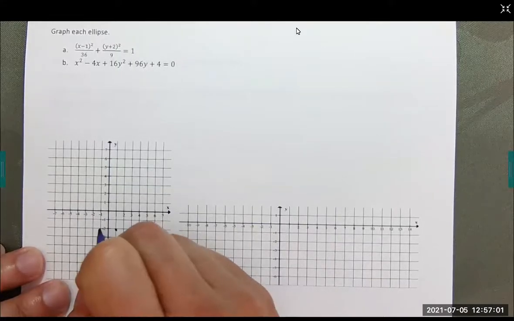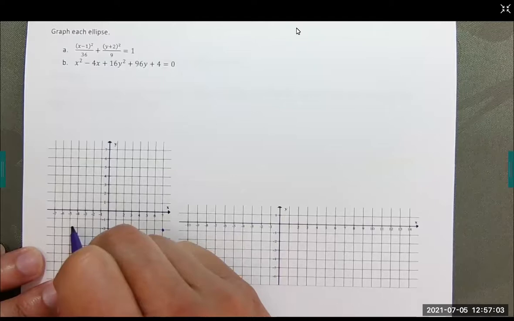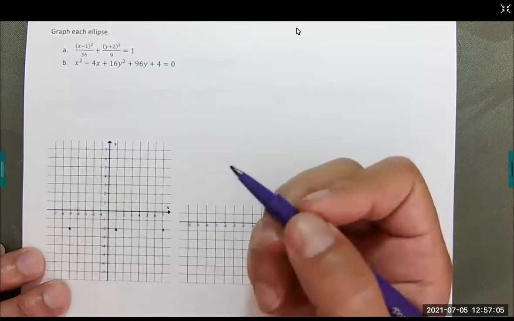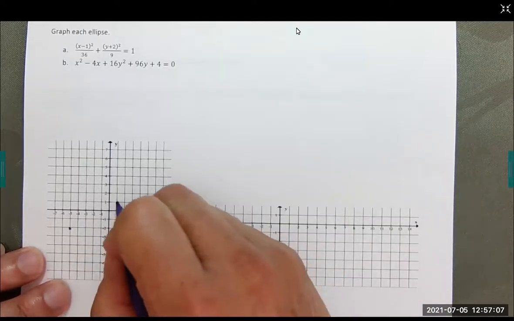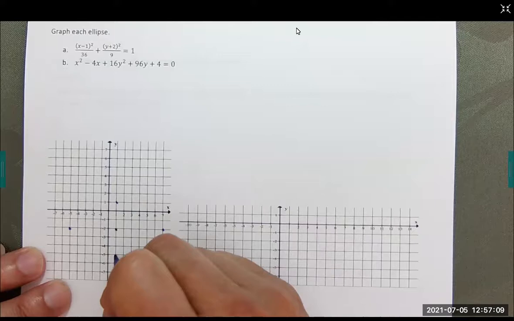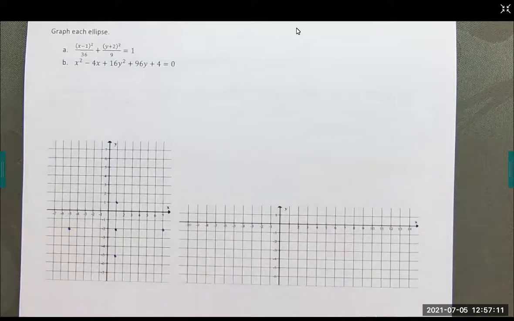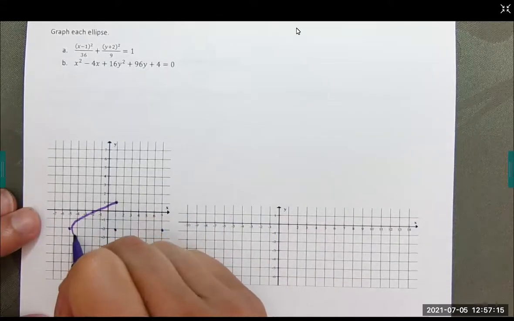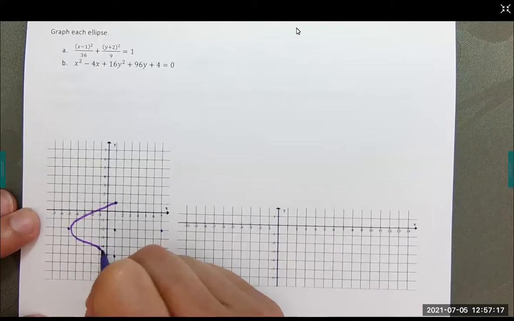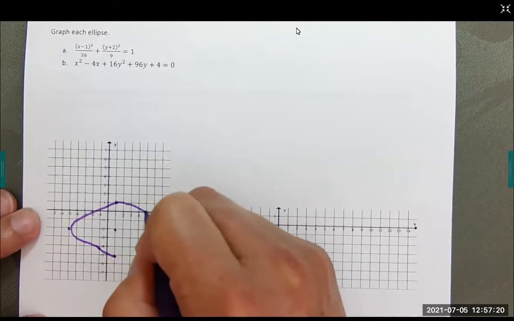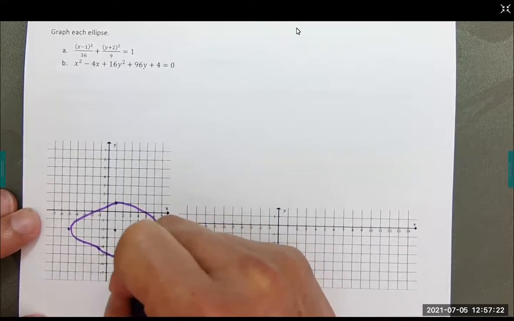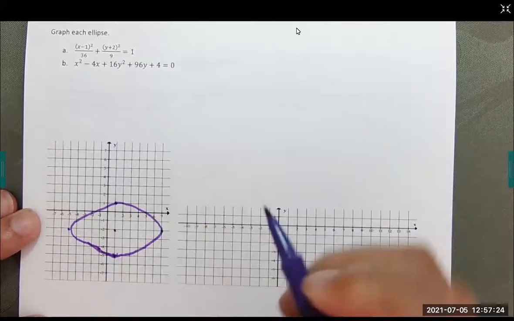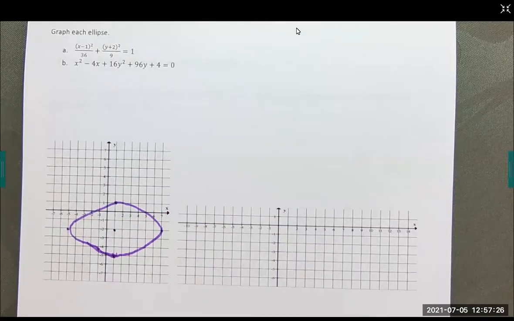1, 2, 3, 4, 5, 6 in each direction. And then we're going 3, 1, 2, 3 up and down. You can see our ellipse. Not the best drawing, but you get the idea. And we were not asked to find the foci for this one, which is fine. This next one's going to take a bit more work.